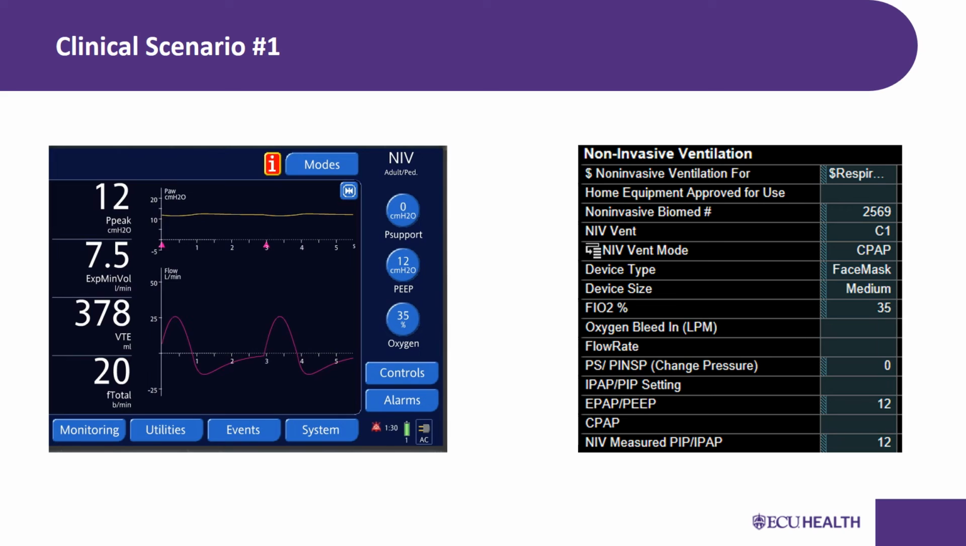So this patient came in, respiratory failure. We write our biomed number. We know it's a C1 ventilator. They're on a face mask. They're on CPAP with a FiO2 of 35%.